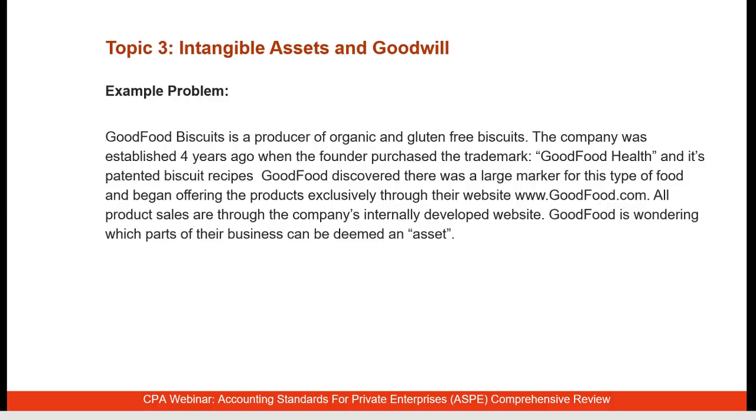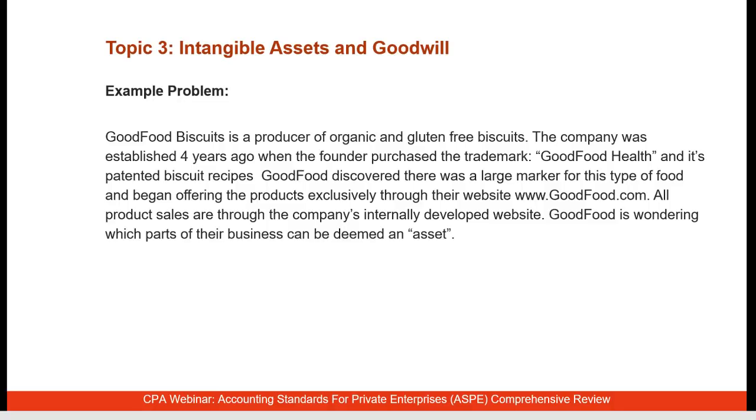Okay, so you guys pretty much nailed it. If you take a look at the example problem, what would you say is the main intangible asset? What's really the core or key success factor to the business? And Janoi has it: the patented biscuit recipe. So actually, the first part is for sure the patented biscuit recipes. That's what's driving the sales, right? The recipes, and then the name trademark Good Food Health.